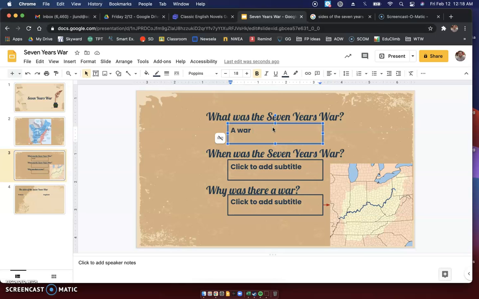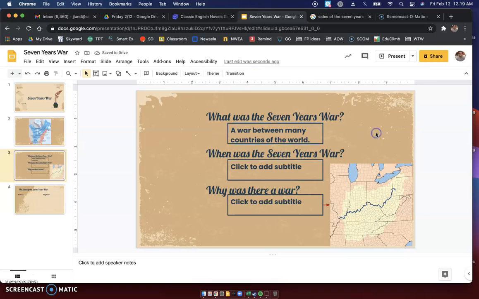A war between many countries of the world. Okay. Now, the part, like I said, that we're going to talk about is mostly the French against the British. Okay, fighting for this little area here in yellow. The Ohio River Valley is what it's called. This blue line is the Ohio River. That's still there today. But they're fighting over this little land right here. Okay.